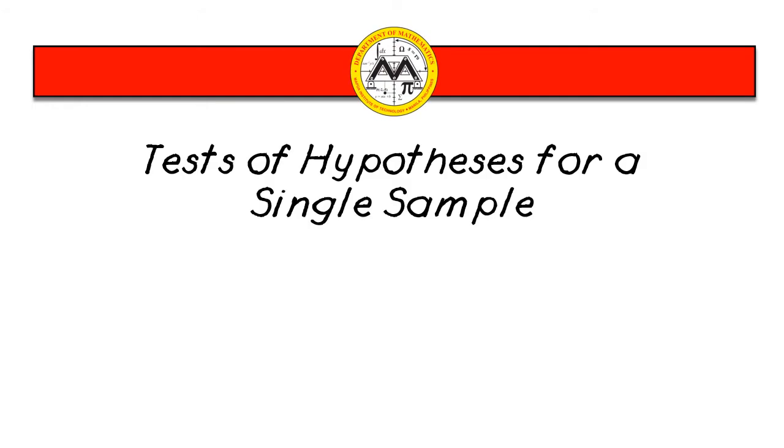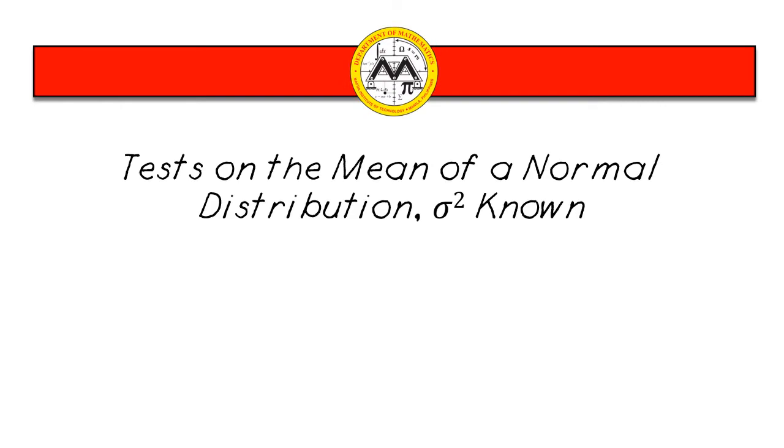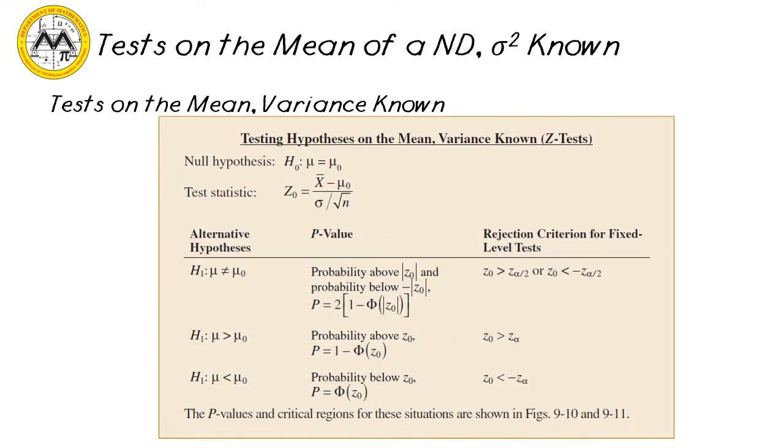Hello everyone. Today we're going to have the hypothesis testing for a single sample, and for this presentation we will be having the test on the mean of a normal distribution with variance known. If the variance is known and we want to test the mean, the null hypothesis is H0: mu equal to a known value of mu, say for example 5.